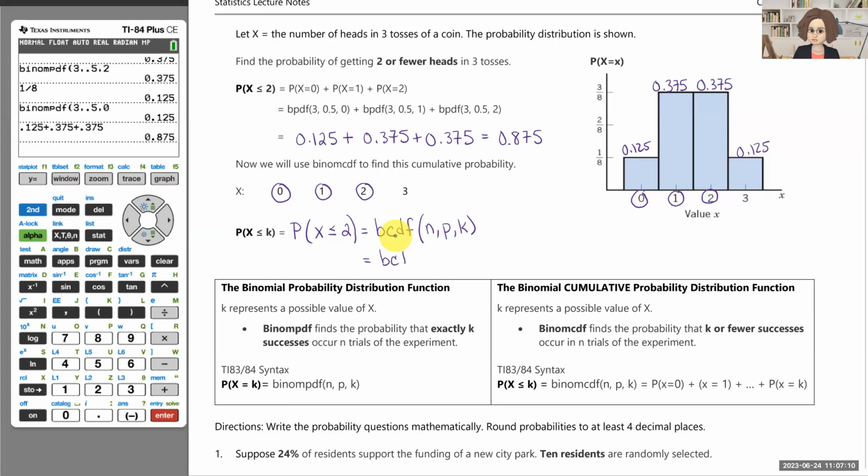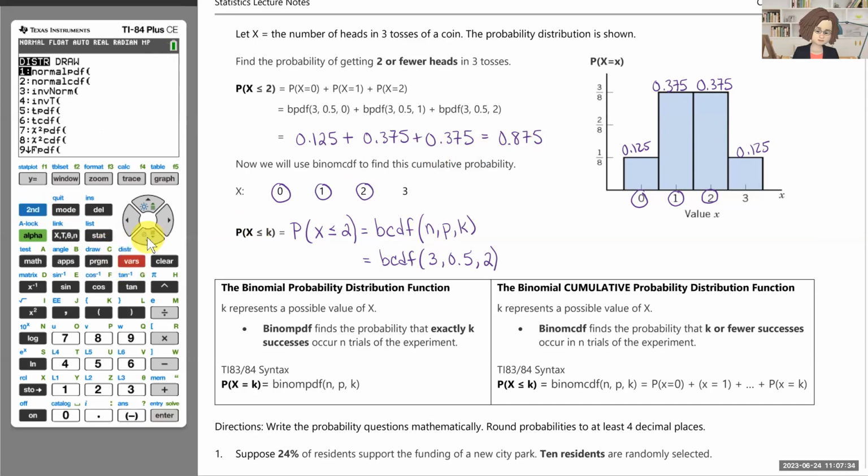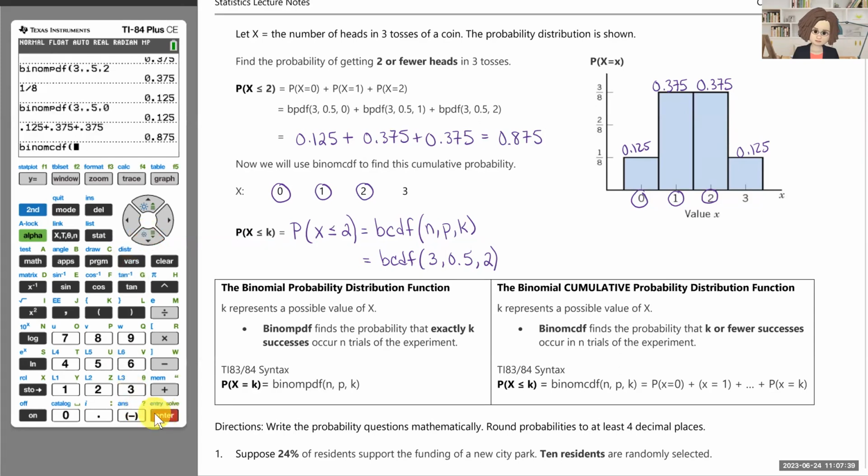So in this example, we tossed a coin 3 times, probability of a head 0.5, and we want to tell the calculator to add up all the probabilities starting at 0 heads and ending the addition when it gets to the 2. All right, so let's see if we can get that answer. So back to your distributions. And now go past binomPDF to binomCDF. And then 3, 0.5, 2. And that gives us our 0.875.